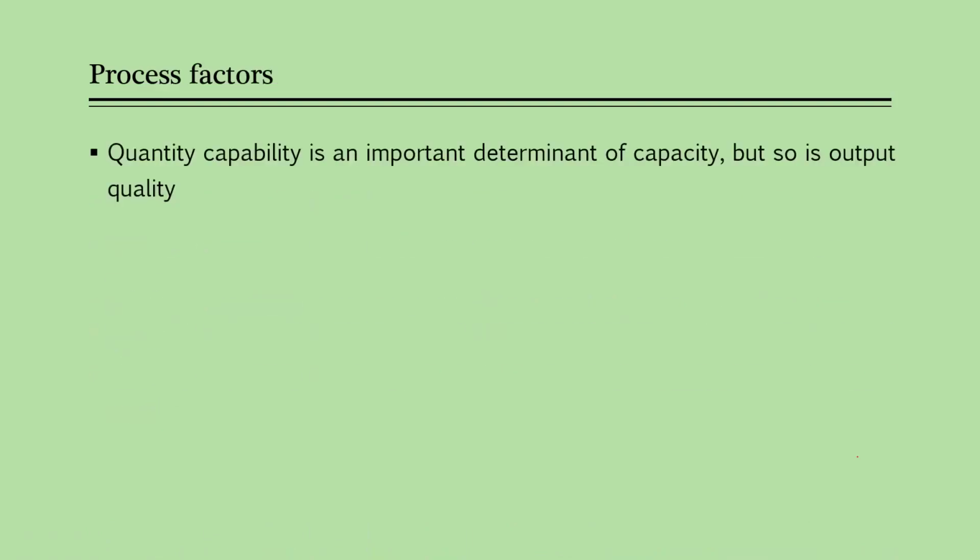Now let's see the process factors. In the process factors, quantity capability is an important determinant of capacity, but also its output quality. So we know that in strategic capacity planning, what we are going to do is fulfill the future demand. Future demand is in quantity terms. But when we are going to satisfy the future demand, we have to satisfy it with the right quality.